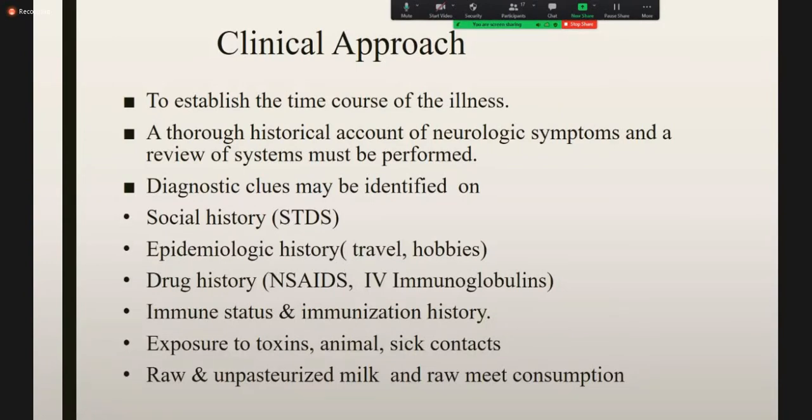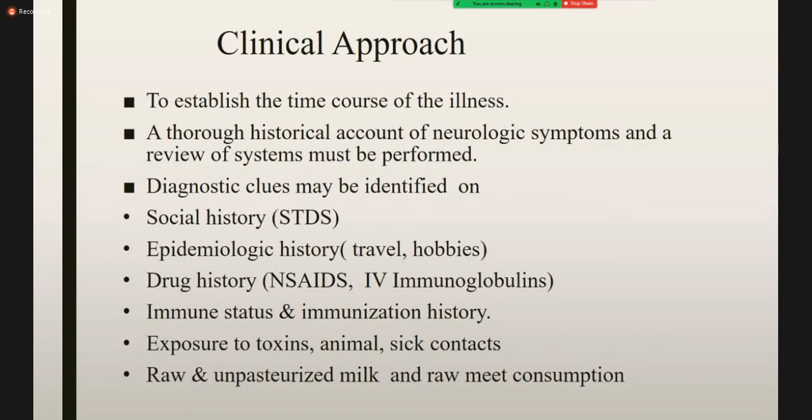Along with that, a thorough historical account of neurological symptoms and a review of systems must be performed, because as we know, there are certain systemic diseases in which there is involvement of the meninges and brain parenchyma along with multiple system involvement also. So the diagnostic clues may be identified in the social history. For example, your patient has a history suggestive of sexually transmitted diseases.